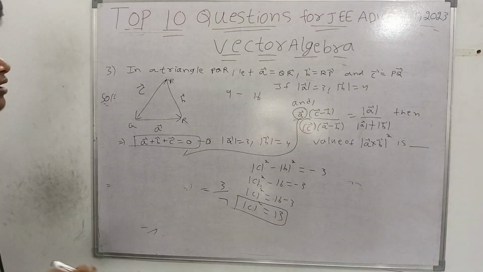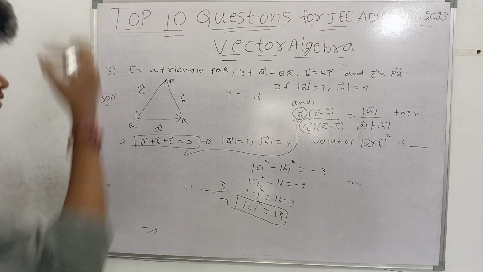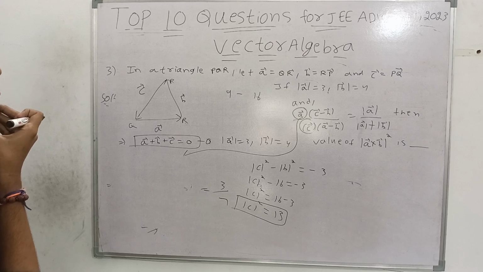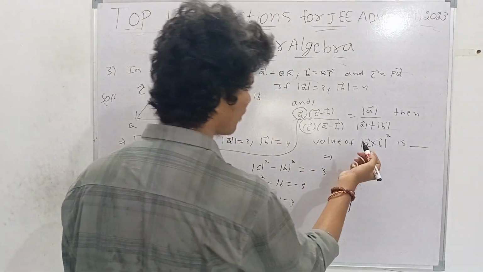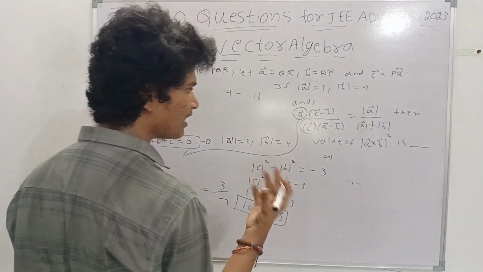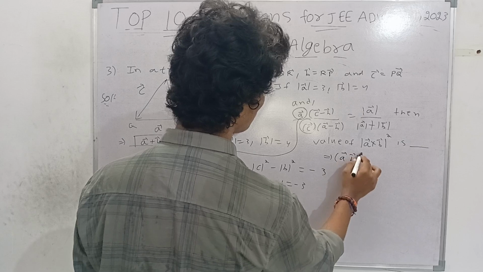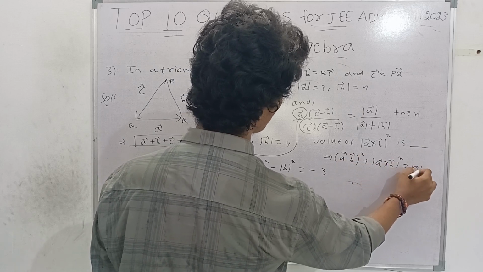Up to now it is okay. Now we have to find the magnitude of (A bar cross B bar) whole square. There are multiple ways, but this is one of the possible ways I am getting. We know this property.